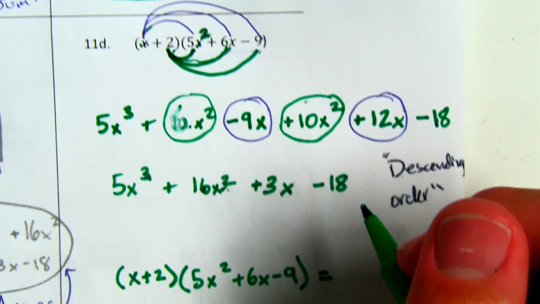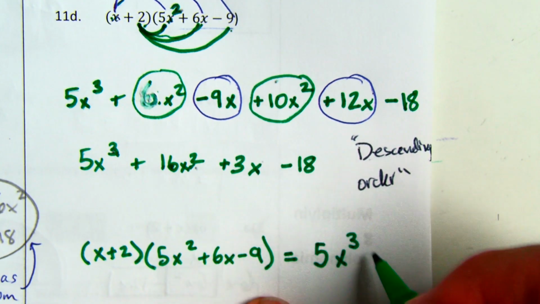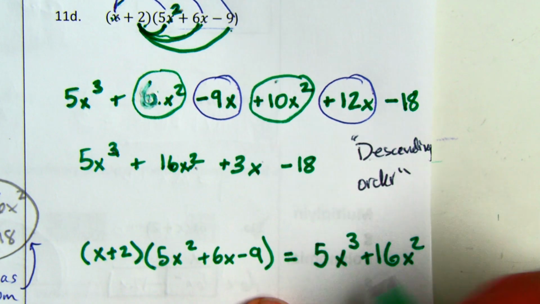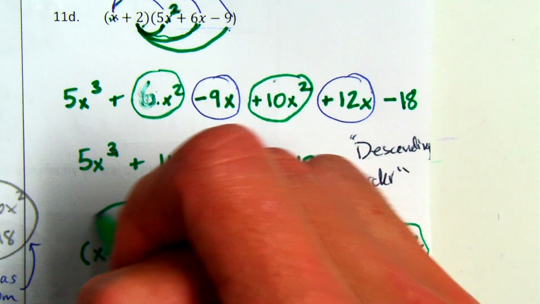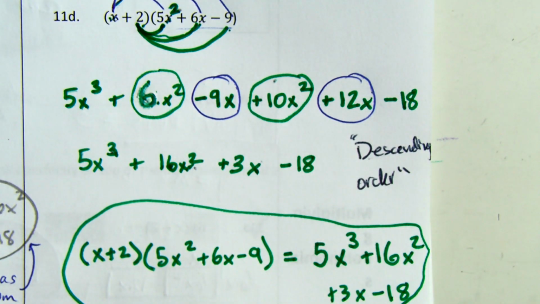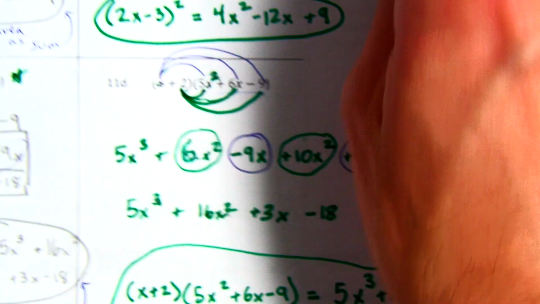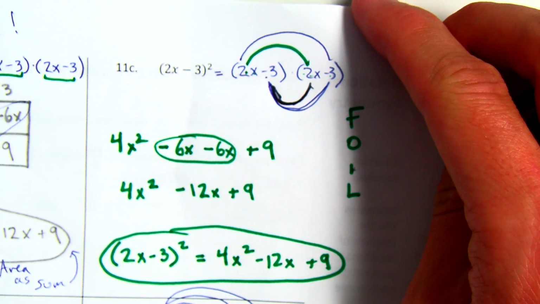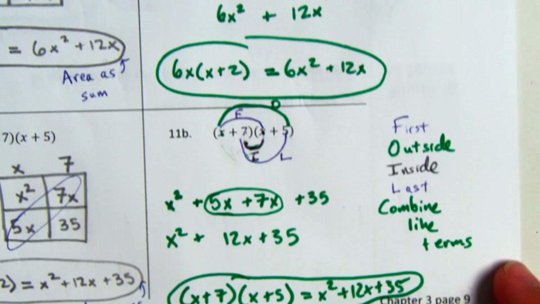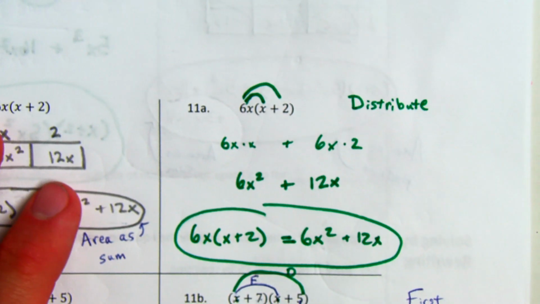Alright, and I think I'm going to run out of space again. I don't think I can fit it all on one line. Let's see if I can. Nope. So I would put it all on one line if I could. And this was 6. Alright, so this is 11D. 11C. We did that too, the shortcut, the FOIL method. And then we have 11B. And lastly, we did 11A, the first example.